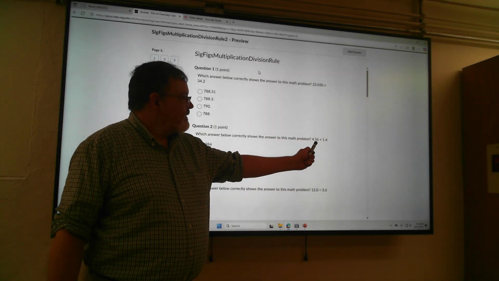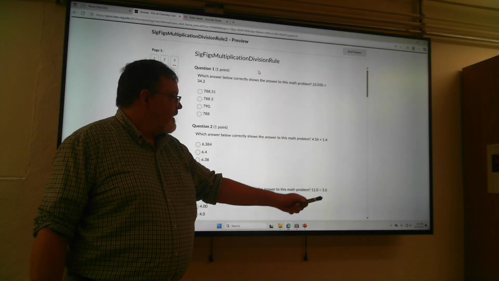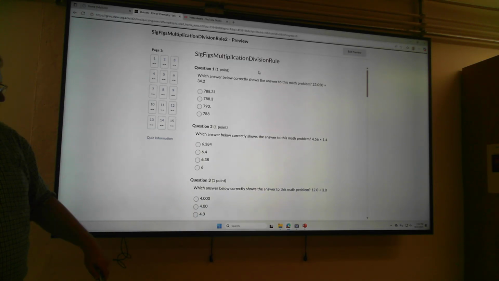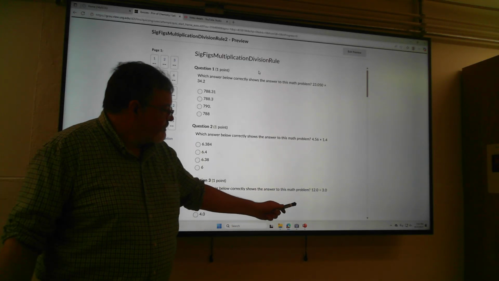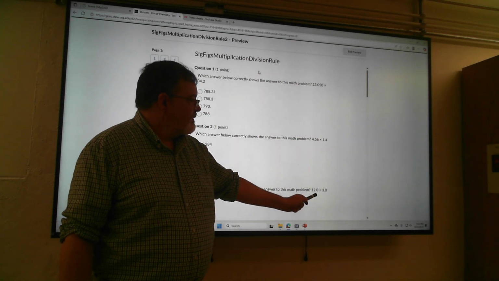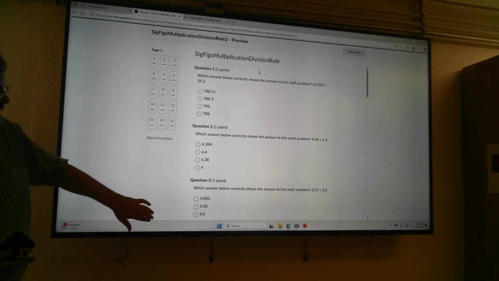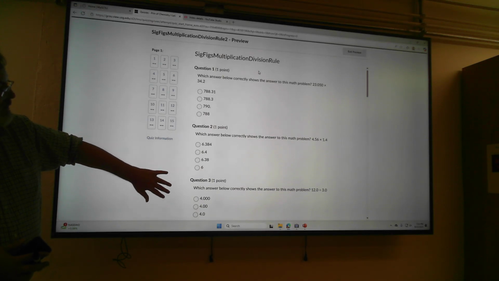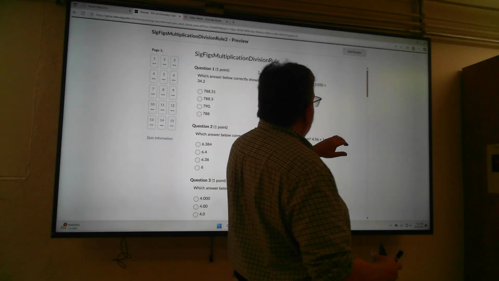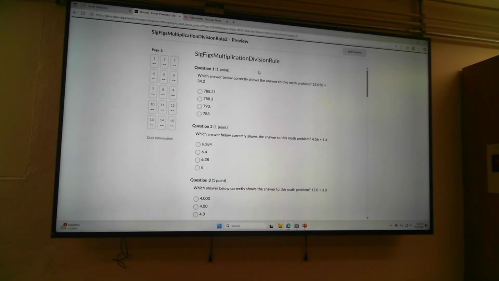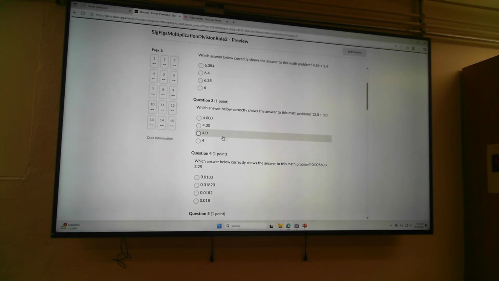How many significant figures? 3 there, 2 there. So we need to have 2 significant figures, so it has to be this one. How many here? 3 there, 2 there, so this has to be 2, so it's probably that one. This one has two significant figures, so that's got to be the answer.